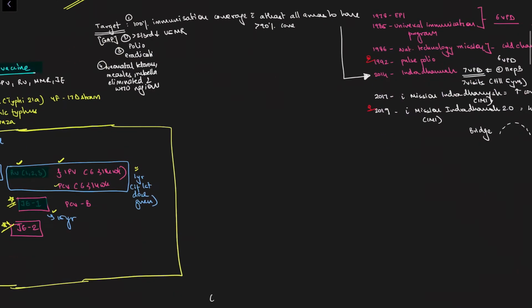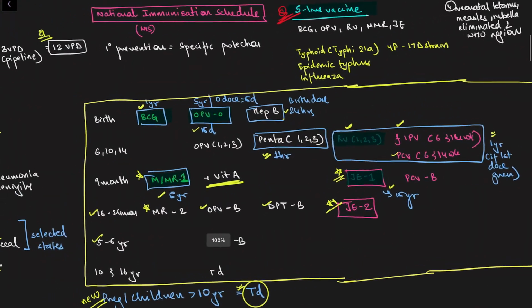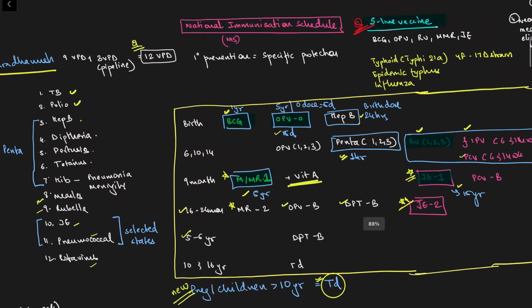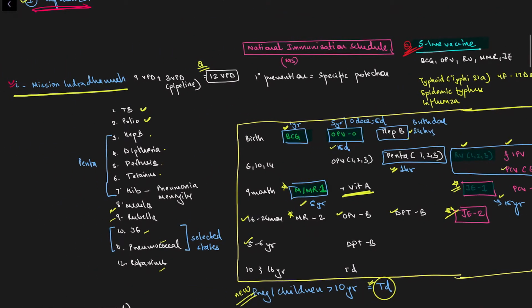Then let's talk about the national immunization schedule, right? So the current is Mission Indradhanush, in which 12 vaccine preventable diseases are covered. That includes TB, polio, right? Hep B, diphtheria, pertussis, tetanus, Haemophilus influenzae, then measles, rubella, Japanese encephalitis, pneumococcus, and rotavirus. Japanese encephalitis and pneumococcal are only implemented in the selected states.